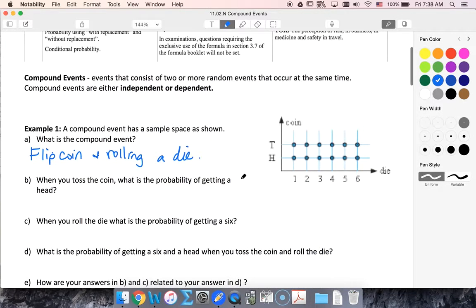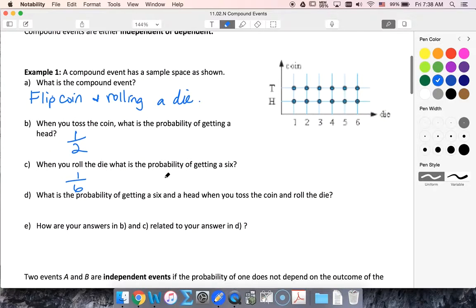When I toss the coin, the probability of getting heads is 1/2. So thinking about only tossing the coin. When I roll the die, the probability of getting a 6 is 1 out of 6. When I do both things, and I should be using my correct notation, so this is probability of heads, this is probability of getting a 6.